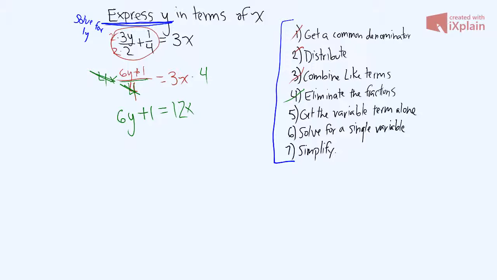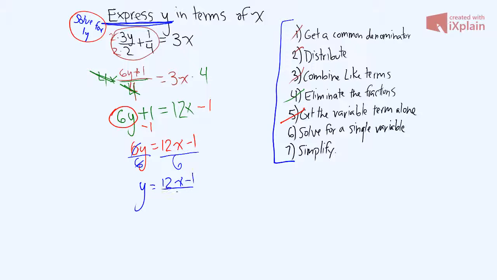We need to get the variable term alone. So the variable term in this case is our 6y, since we're solving for y. So in order to get that alone, we have to subtract 1 from both sides. So we have 6y equals 12x minus 1. Now that we have it all alone, we need to solve for a single variable. So we know we have 6 of our y's equal 12x minus 1. So if we multiply in here, then we need to divide both sides by 6. So y equals 12x minus 1 divided by 6.